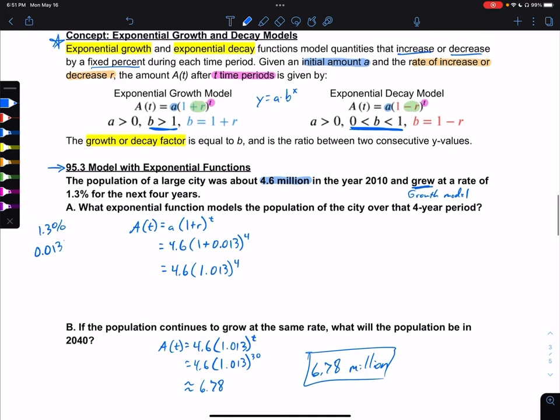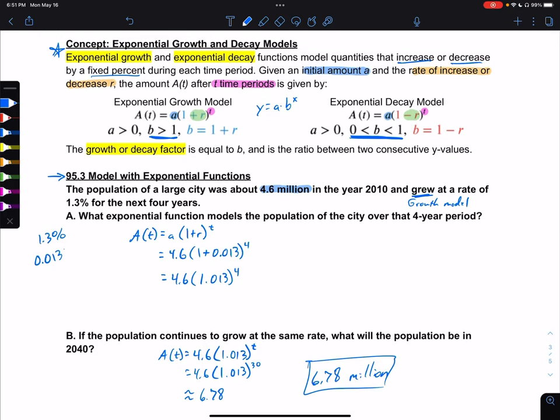These types of problems are usually very direct. They're going to give you the initial amount. They'll give you the rate of increase or decrease. So you just need to decide whether it's a growth or decay model. And then the number of periods or time period that they're asking you about will determine what you plug in for your t value. So that's it for example 3. You'll get some practice with that, and I think you'll find it to be quite simple.